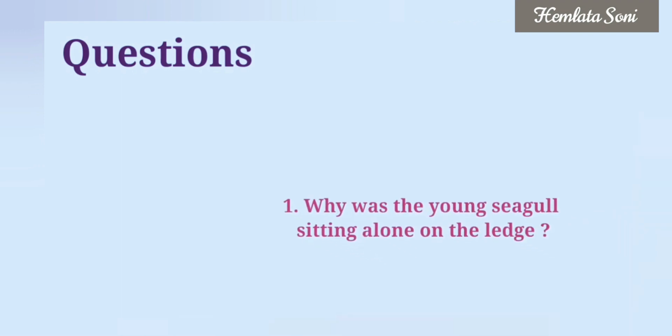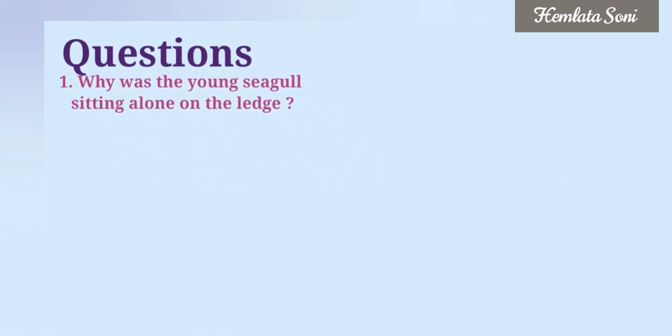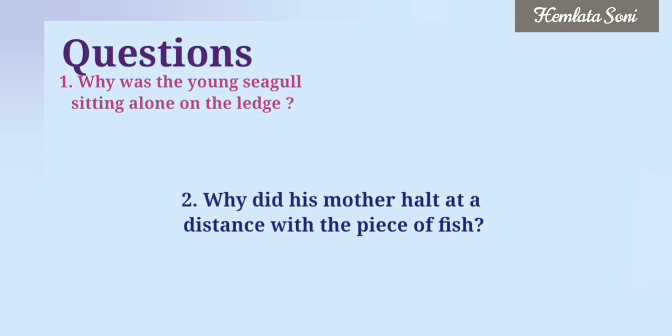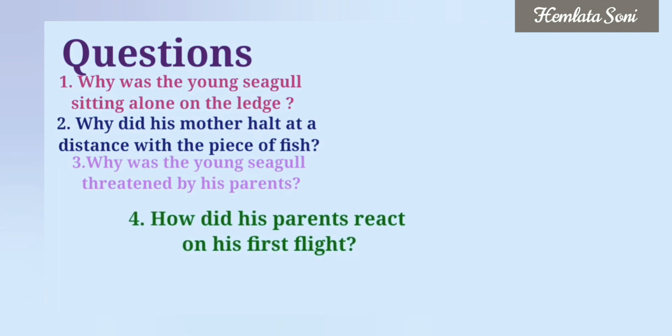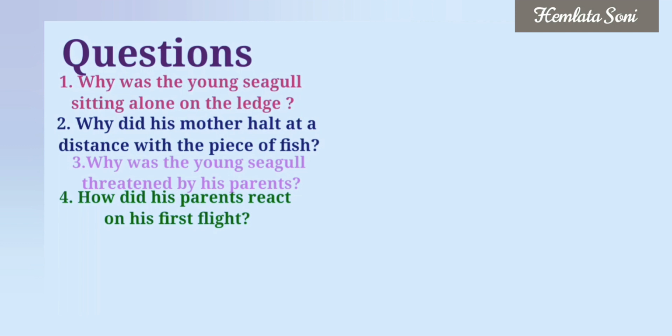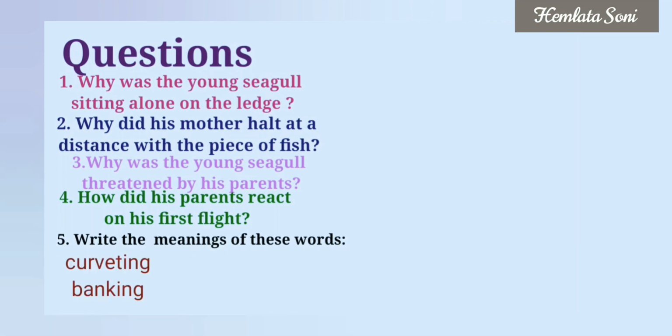So here are some questions and I hope you'll reply to them. Question number 1. Why was the young seagull sitting alone on the ledge? Question number 2. Why did his mother halt at a distance with the piece of fish? Question number 3. Why was the young seagull threatened by his parents? Question number 4. How did his parents react on his first flight? Question number 5. Write the meanings of these words: curveting, banking, plaintively, upbraiding, ledge.